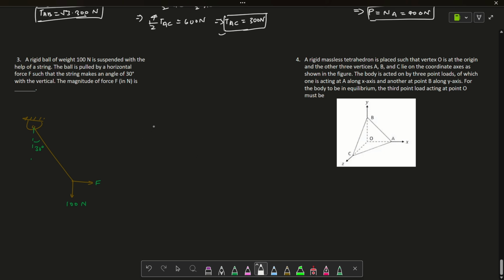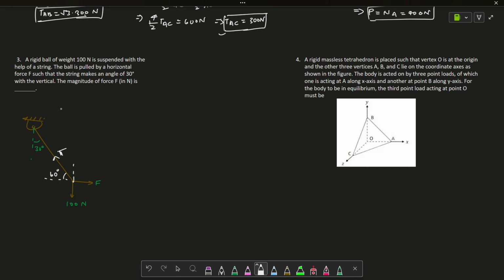Now we will move quickly, and this is question number 3. A rigid ball of weight 100 Newton is suspended with the help of a string. The ball is pulled by a horizontal force F such that the string makes an angle of 30 degrees with the vertical. Find the magnitude of the force. Some tension would be acting, right? The ball should be in equilibrium, so this angle is 60 degrees.